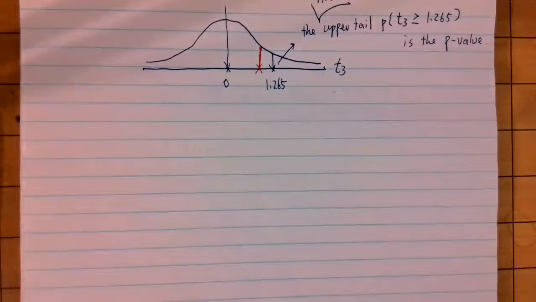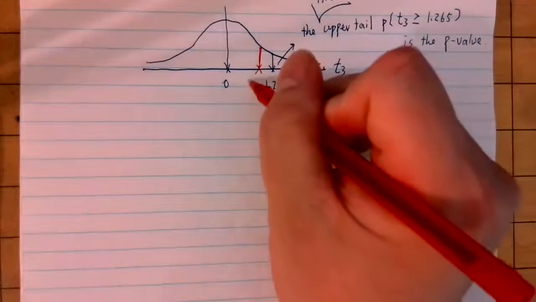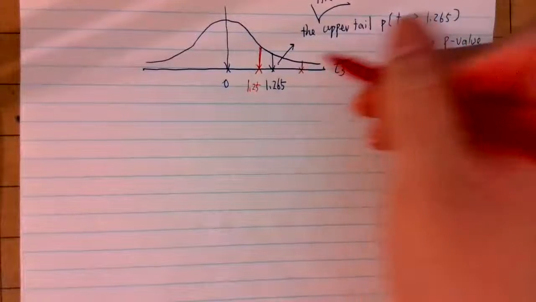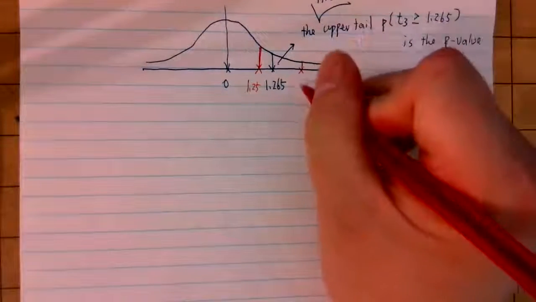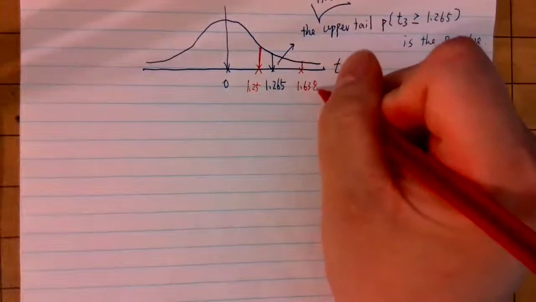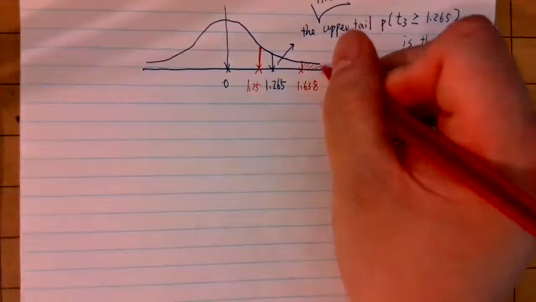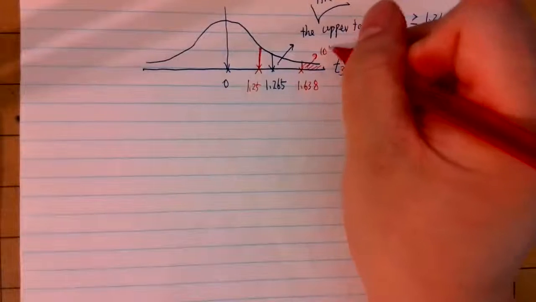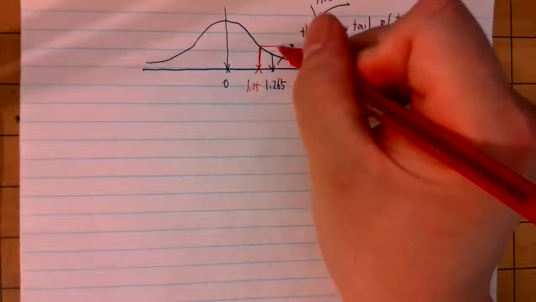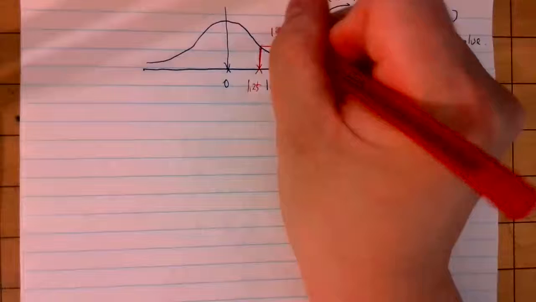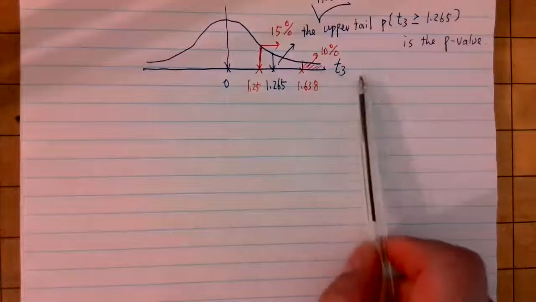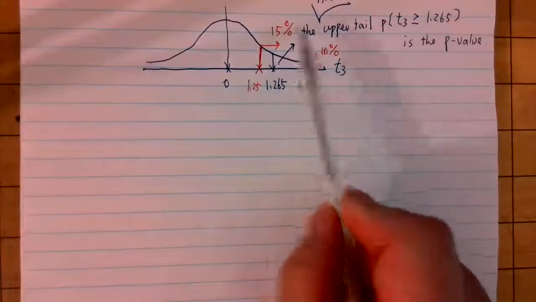As we just showed, this number is 1.25. Another number is 1.638. We also check that the corresponding upper tail is 10%, and this one and onward is 15%. So what can you say about the p-value? The p-value is bounded by these two.